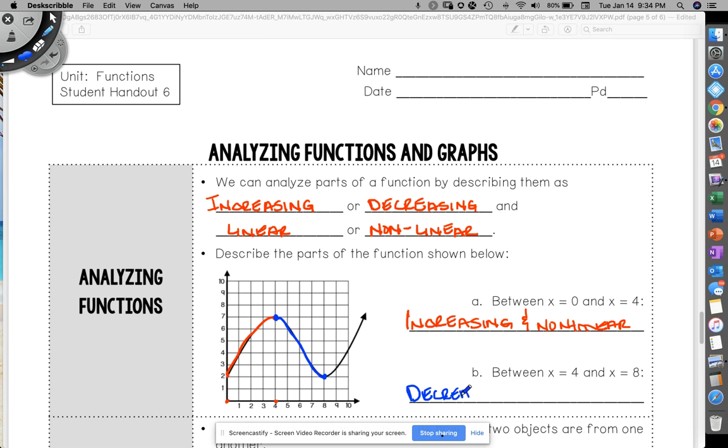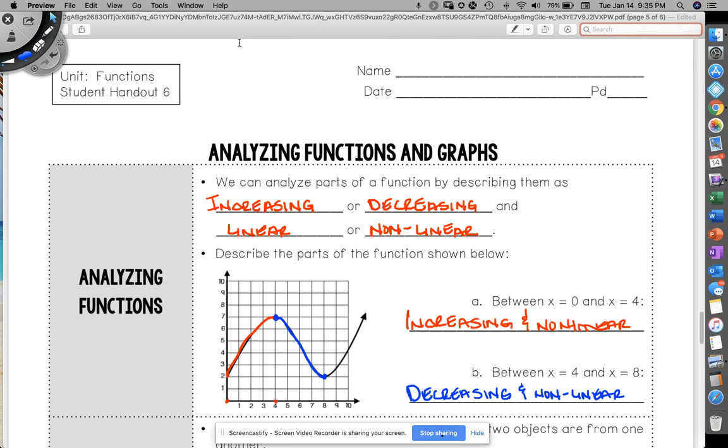And again, you're looking to see it is decreasing, but is it decreasing in a straight line or is it nonlinear? Because of this little loop here at the end where it's starting to go back up, we're going to say that this is nonlinear. All right, let's go ahead and move this up a little bit.